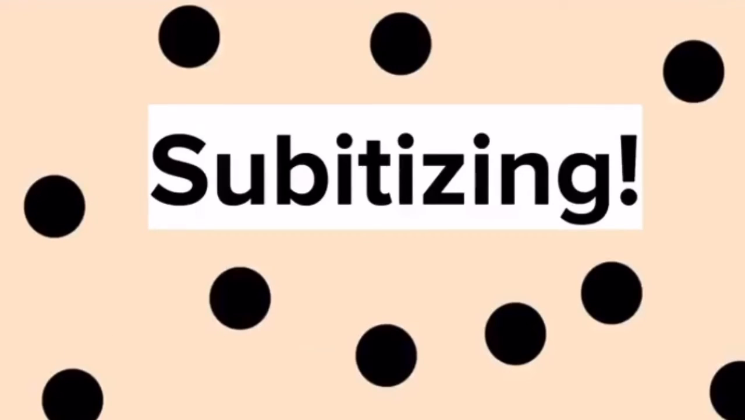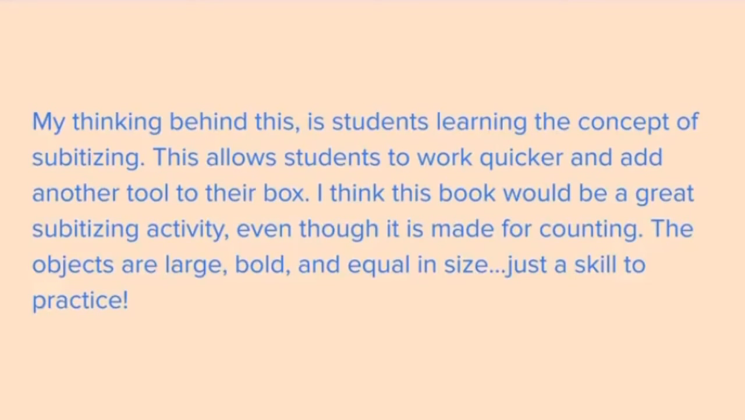And then I thought of the idea of subitizing. This one I might be stretching a little bit as well, but my thinking behind this is students learning the concept of subitizing. This allows students to work quicker and add another tool to their box. I think this book would be a great activity for subitizing and a good starting point, even though it's made for counting. The objects are large, bold, and equal in size, and this is a skill that they could practice to translate over into other math problems.